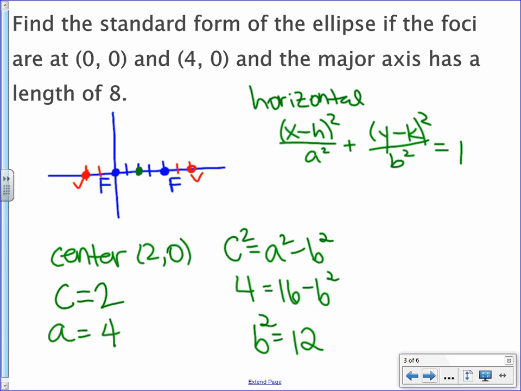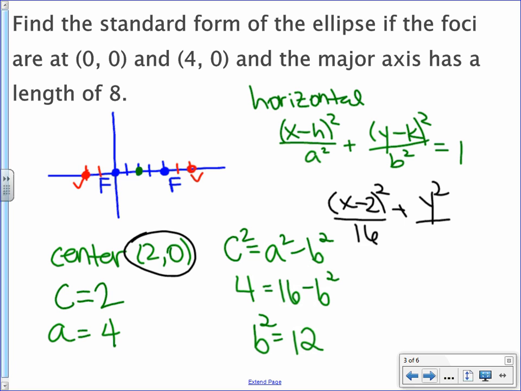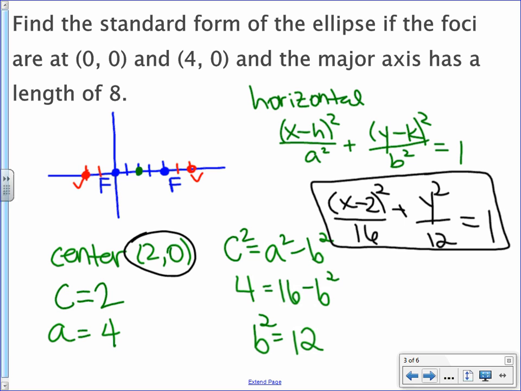Okay. So I'm going to go ahead and leave it as B squared because that's all we need for our equation. Don't worry about solving it and then having to square it later, okay? Save you some time. So our center is at (2, 0), so we're going to have to write (x minus 2) squared and (y minus 0) squared. A is 4, so A squared is 16. B squared is 12. This equals 1. Questions? Excellent.